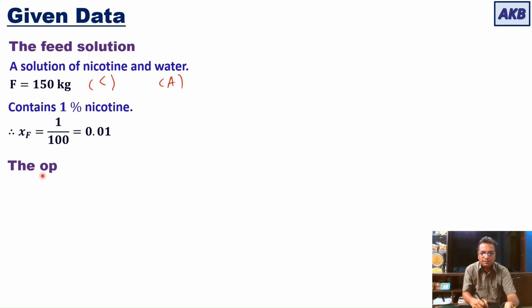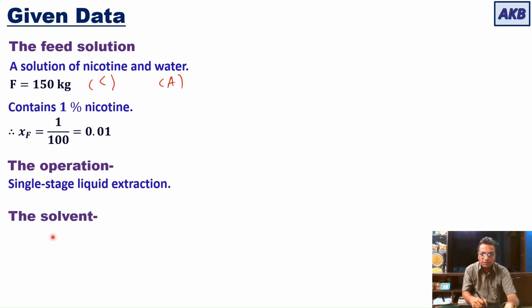Small xF is the weight fraction of nicotine in the feed. Then the operation to be used is single stage liquid extraction. And A and B, that is water and kerosene, are insoluble in each other. The solvent to be used is pure kerosene. The meaning is that it does not have any nicotine in it. Therefore, Ys is equal to 0. And the quantity of solvent to be used is given to us. It is S, 200 kg. And this kerosene and water are immiscible, essentially insoluble in each other.